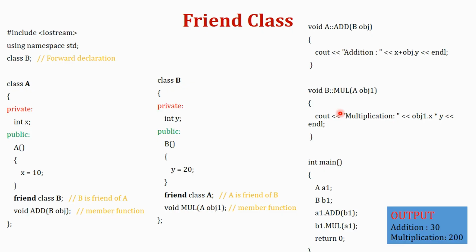So what is the concept here? Both are mutual, making a relationship between them. Class A is allowed to access the private member of B. Similarly, class B is allowed to access the private member of A. In that case, both are accessed. So finally the result will be displayed here.